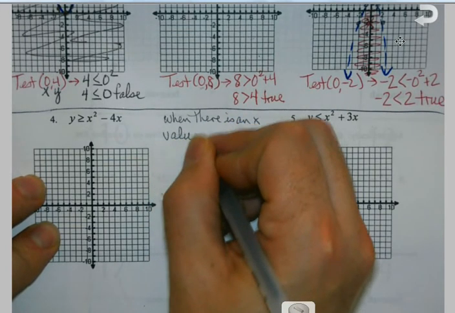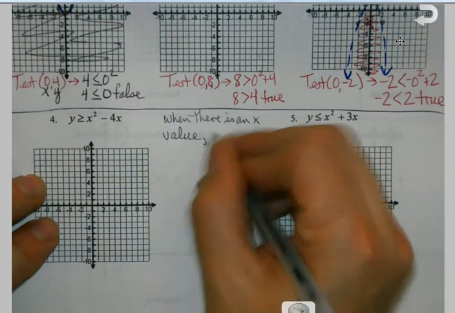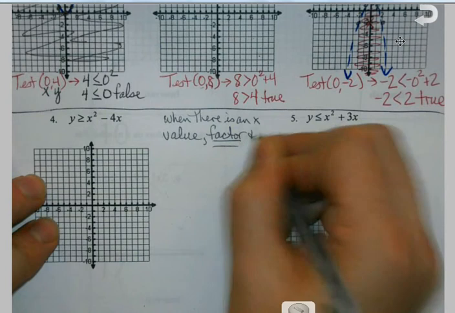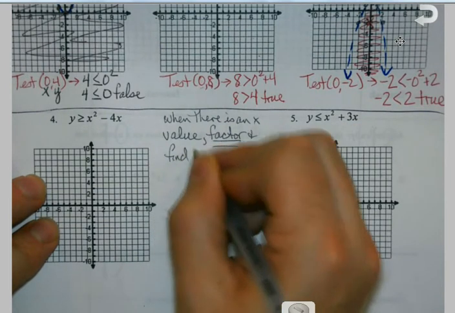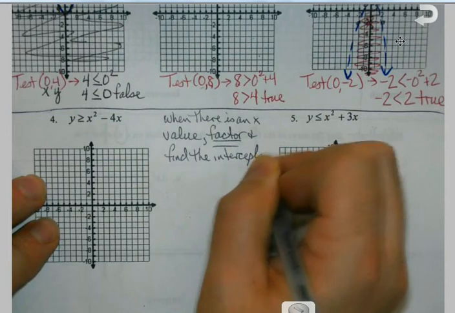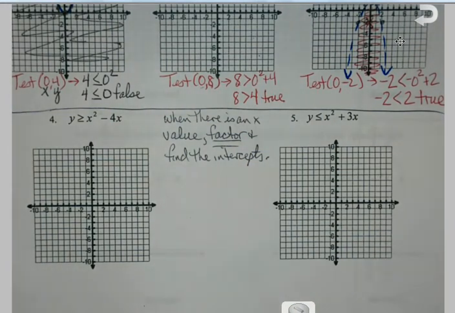Oh, some of you, you're going to be ready. Here comes the Algebra 2 F word. When there is an x value, factor and find the intercepts. Now, could I keep finding a vertex? Yes. But it's not going to end up helping me down the road. So here's how this is going to work.